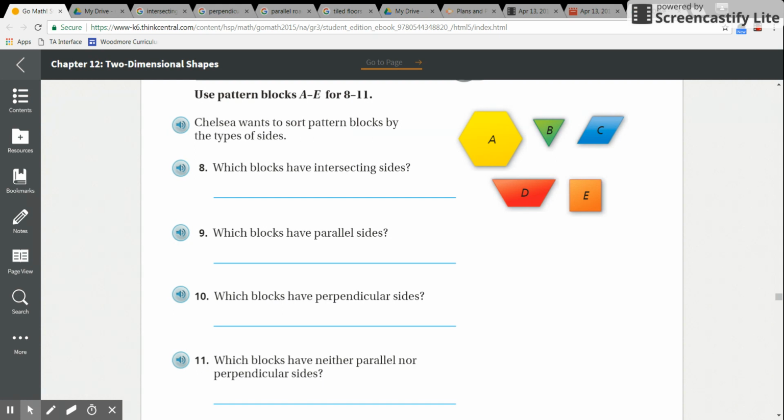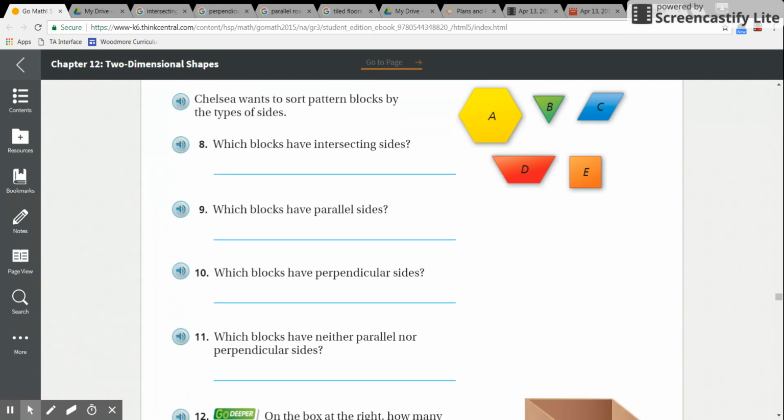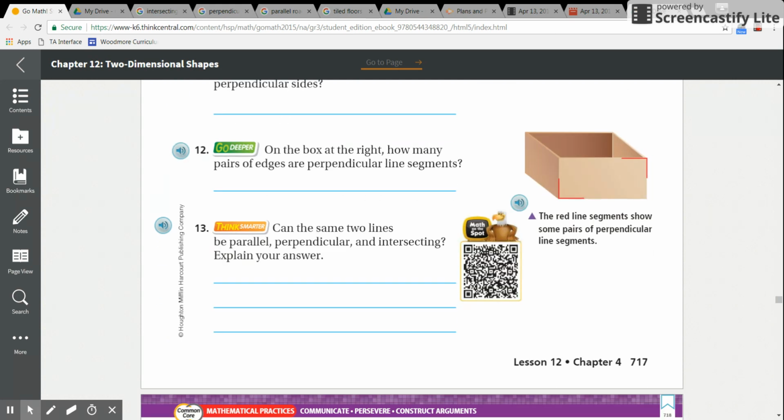All right, so you're going to sort them. So read 8, 9, 10, 11. Which blocks have parallel sides? Which blocks have perpendicular sides? Which blocks have neither parallel nor perpendicular? So it'll take you a few moments. Go ahead and pause it. I'm actually not going to go over the answers to this on the screencast. We're going to go over those in person.